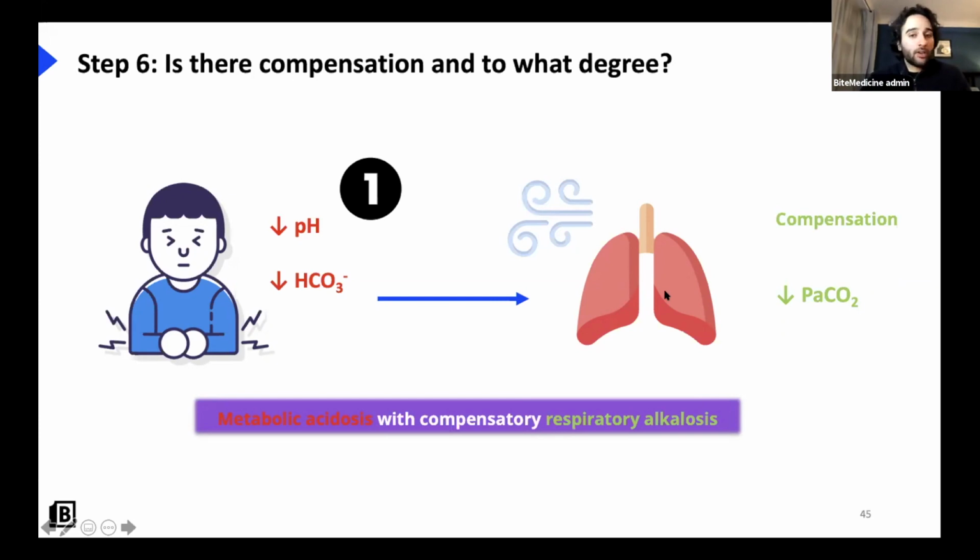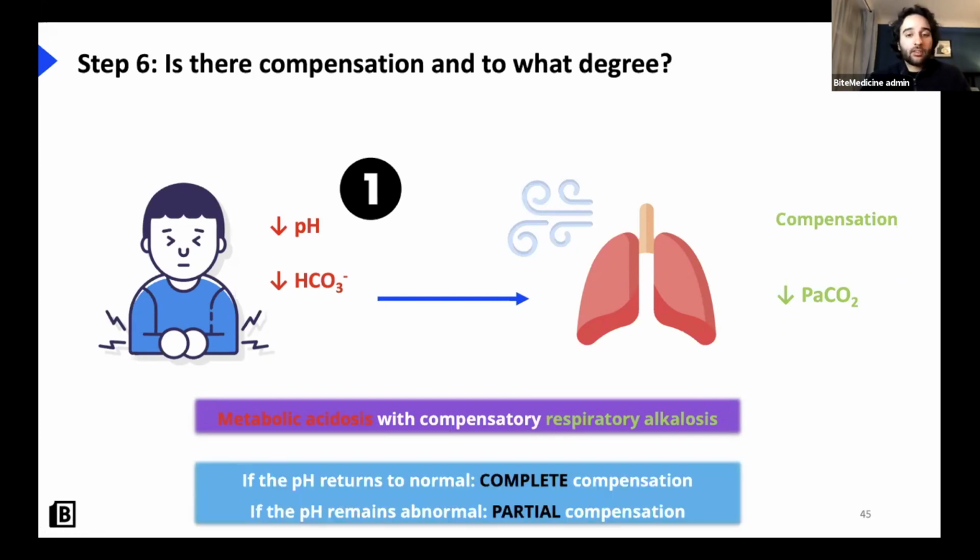The final thing we need to remember and think about is the degree of compensation, and this is really straightforward. If you have compensation and the pH is now within normal range, this is complete compensation. If the pH is still abnormal despite the attempted compensation, this is known as partial compensation. And you'll be able to grasp this idea much more with a few questions.